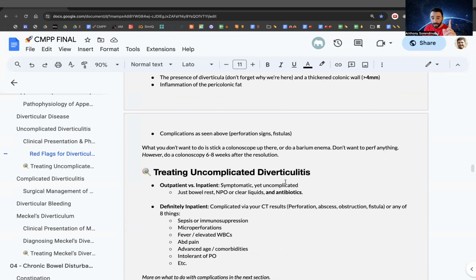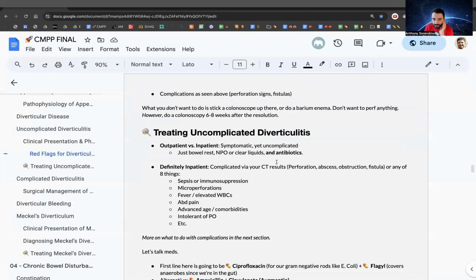Do not do a colonoscopy. Do not do a barium enema. However, she mentioned this like 3 times. You want to do a colonoscopy like 6 to 8 weeks after the resolution. So after the itis is gone from the diverticula and there's no more inflammation, you can go back and look and just see what's going on and look for complications, whatever.